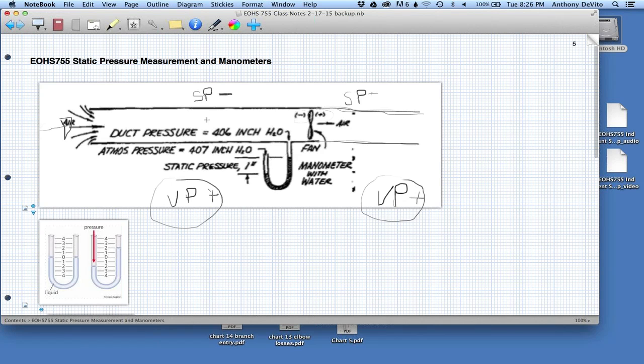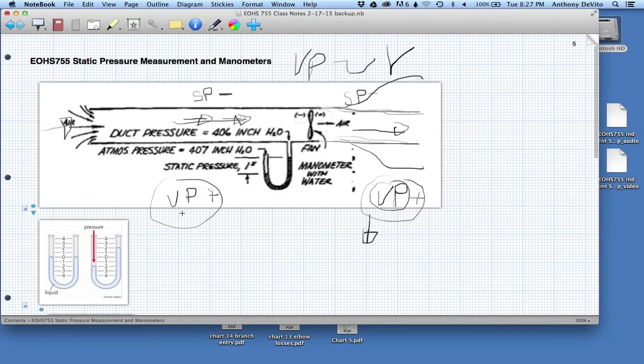It's the same. The velocity pressure comes from the velocity of air moving through here. So the air is going to be moving at the same speed here as it's moving here, as long as you don't change the size of the ductwork. Now, if this ductwork expanded like this, the air would slow down and the velocity pressure would be lower on this side of the ductwork. But remember, velocity pressure is related to the velocity that the air is moving through here.